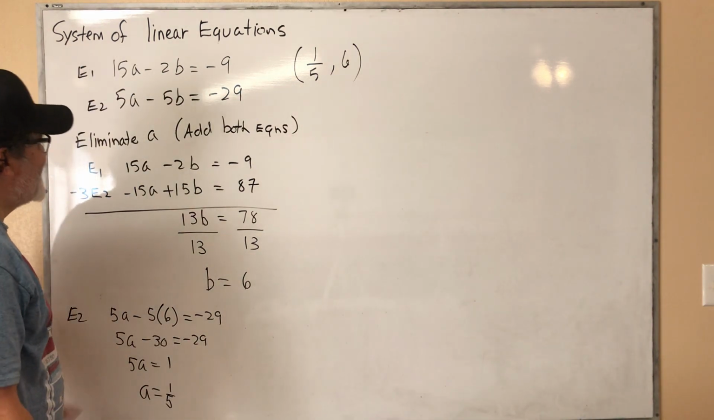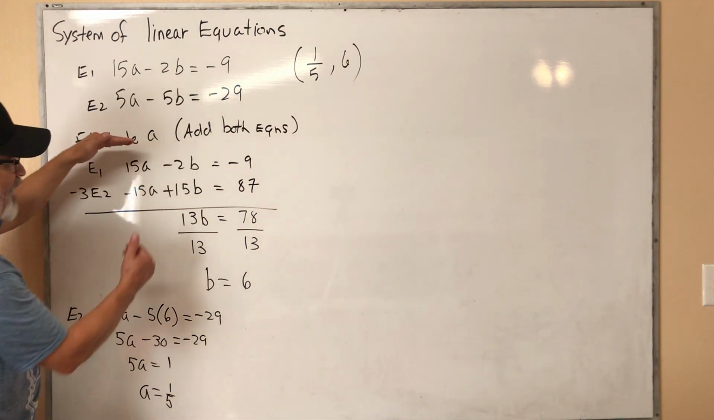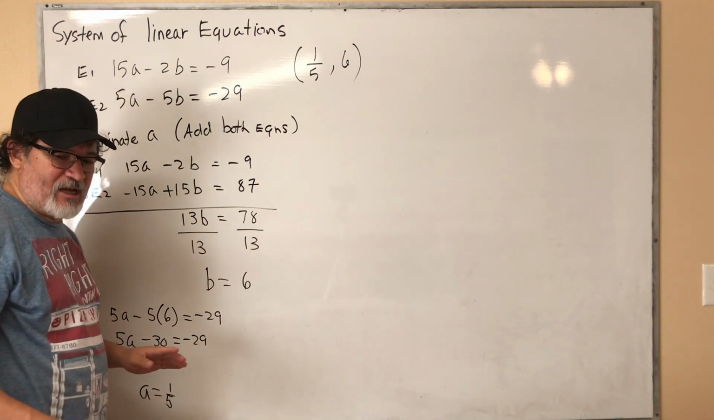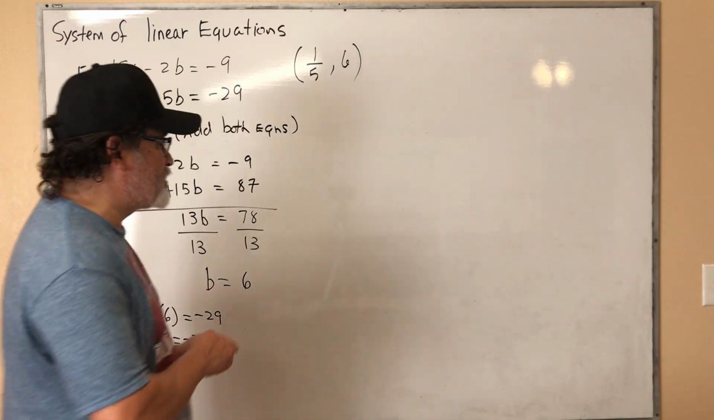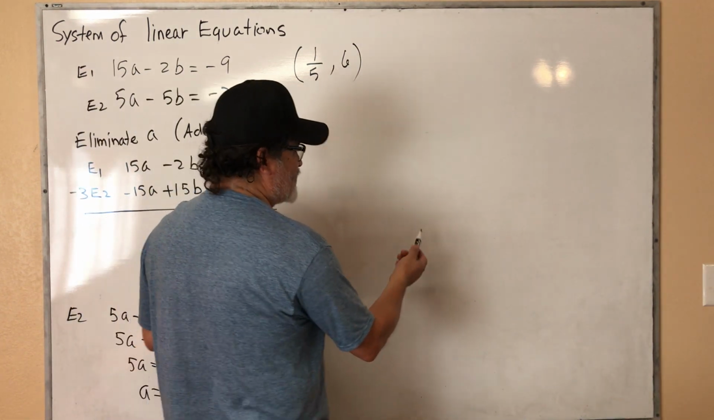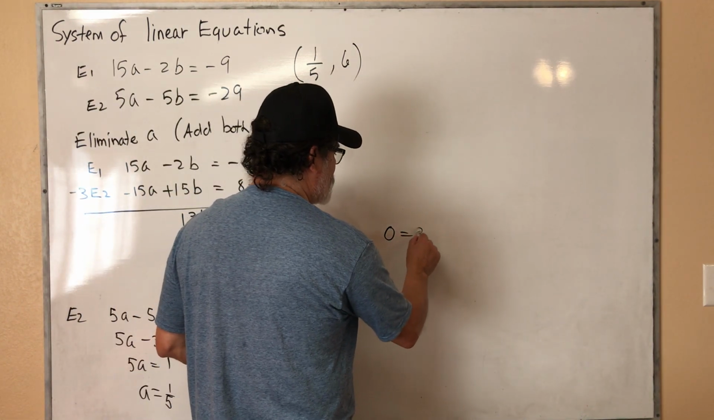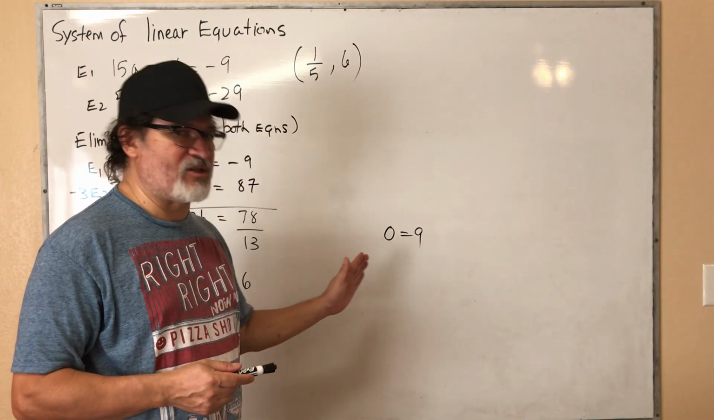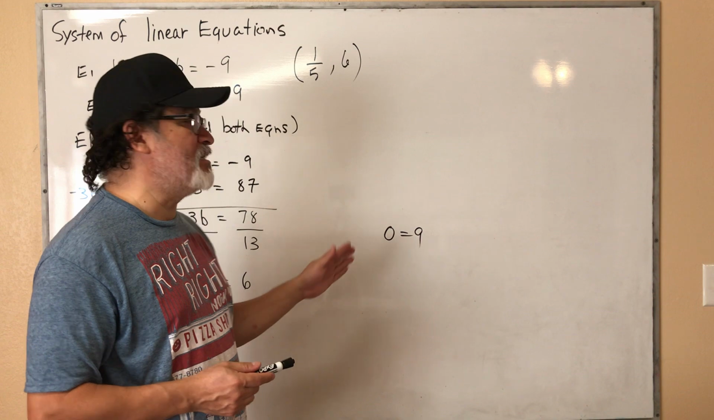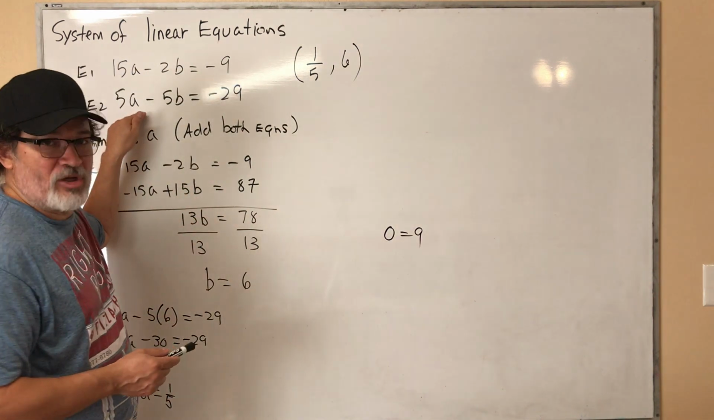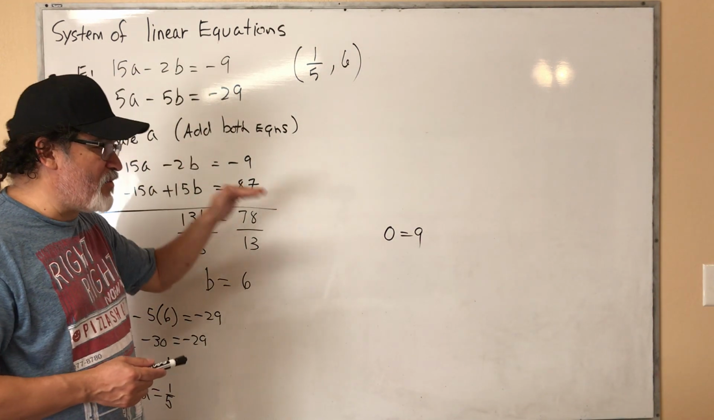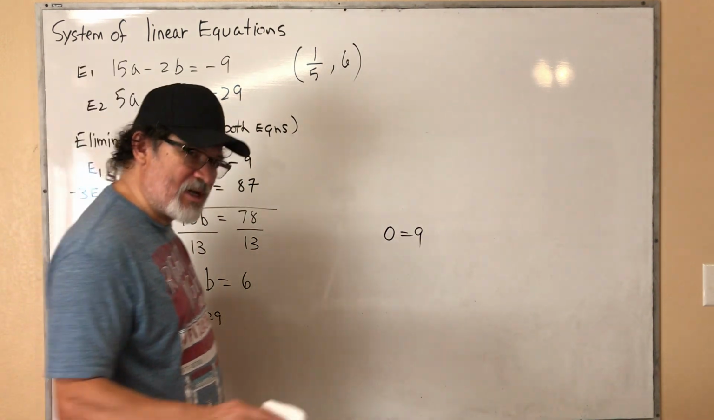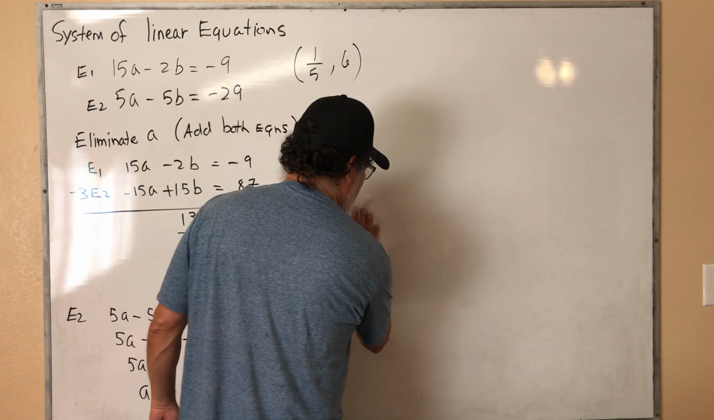By the way, if in the process of doing this, if you add these two equations and somehow you get a false statement, somehow you get something like 0 equals 9, this is false. That's a false statement, which means there's no solution. If you ever get a false statement, there's no solution, and you have to say it. In this case, we didn't get a false statement.